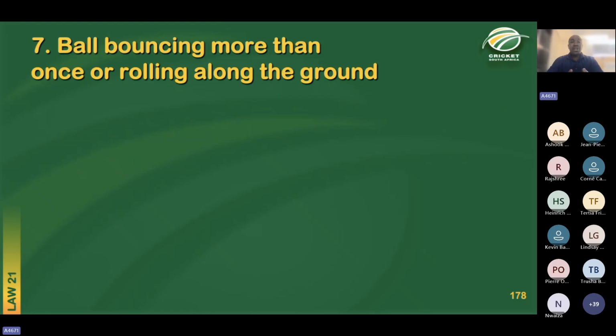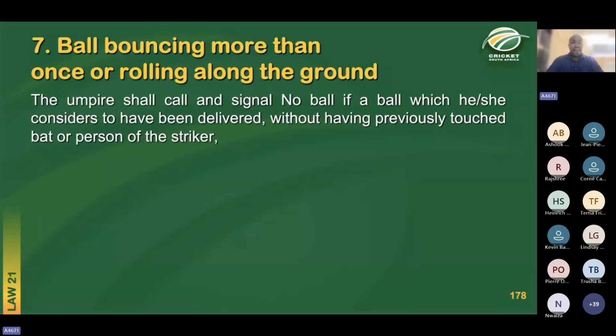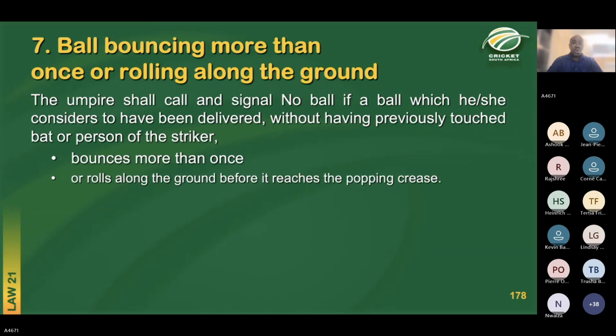Is the ball allowed to bounce more than once or roll towards the striker's end? No. The umpire shall call and signal no ball if a ball which he or she considers to have been delivered without having previously touched the bat or person of the striker, if it bounces more than once, or rolls along the ground before it reaches the popping crease of the striker, then interestingly, it says the umpire. It doesn't specify which umpire.